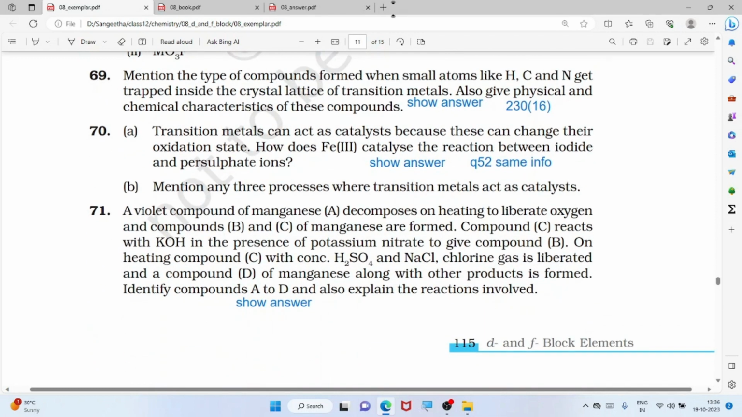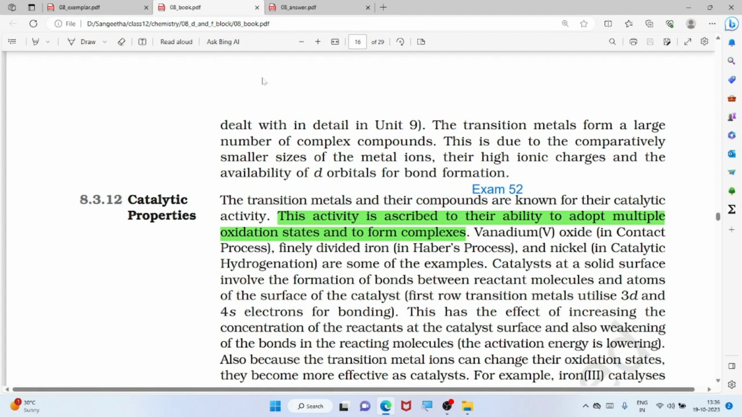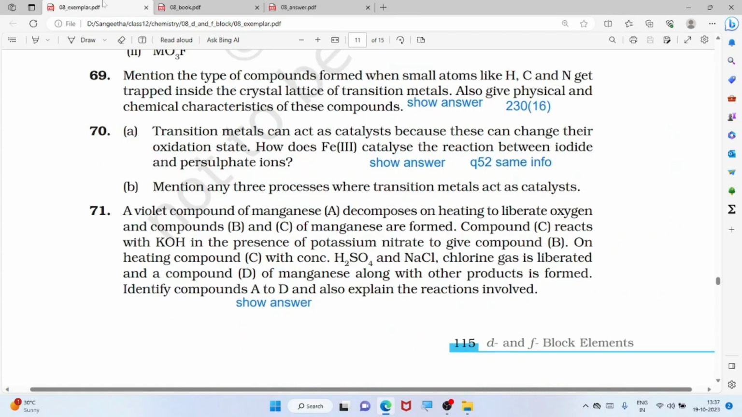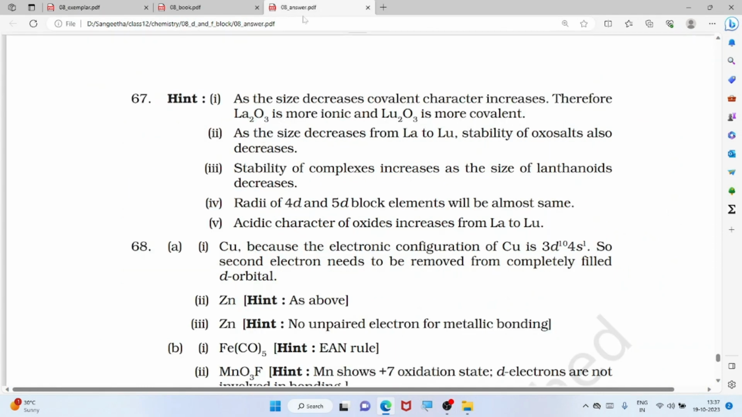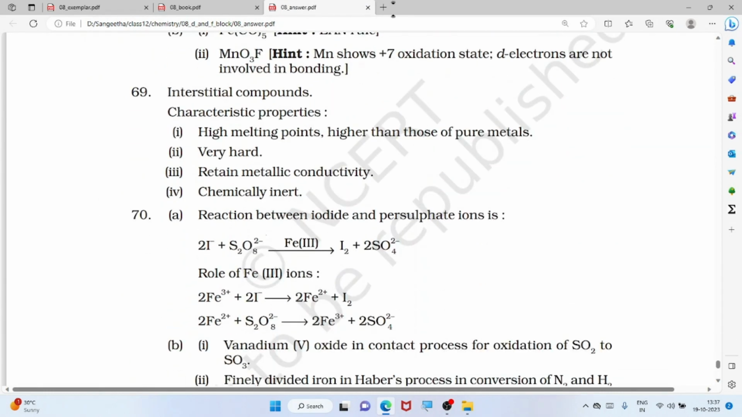Mention the type of the compounds formed when small atoms like this are interstitial compounds. Crystal, okay. See the compounds. Okay, you can go through these properties and these compounds. Characteristics.